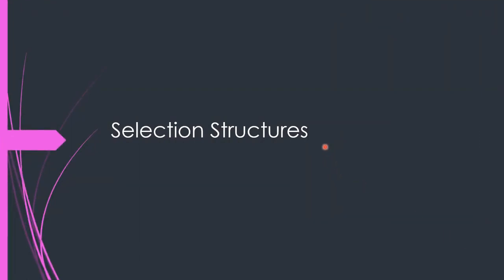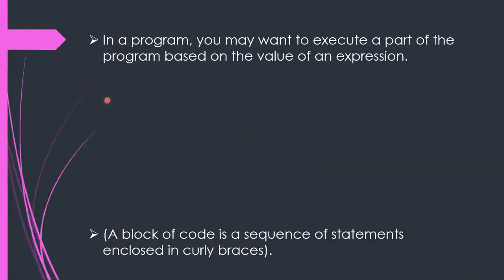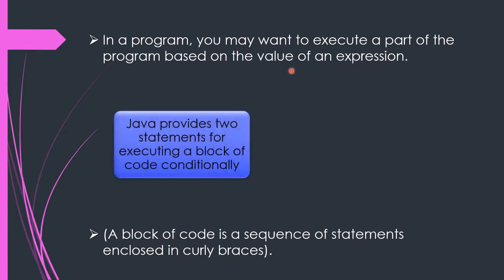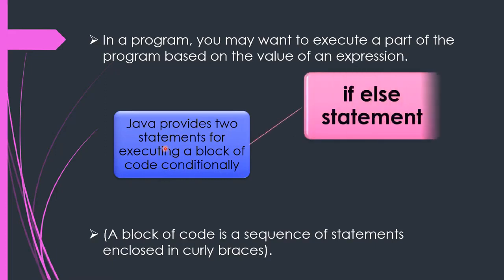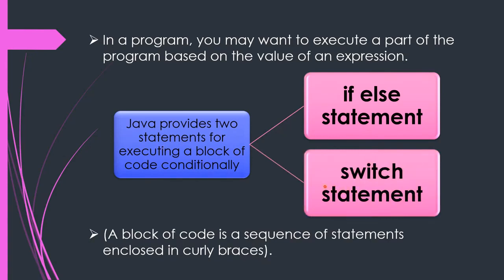So let us first of all discuss selection structures. Now, in a program, you may want to execute a part of the program based on the value of an expression. Means sometimes you will want some condition on the basis of which a block of code should be executed. For this purpose, Java provides us with two statements: the if-else statement and the switch statement. These are the two statements provided by Java for executing a block of code conditionally.